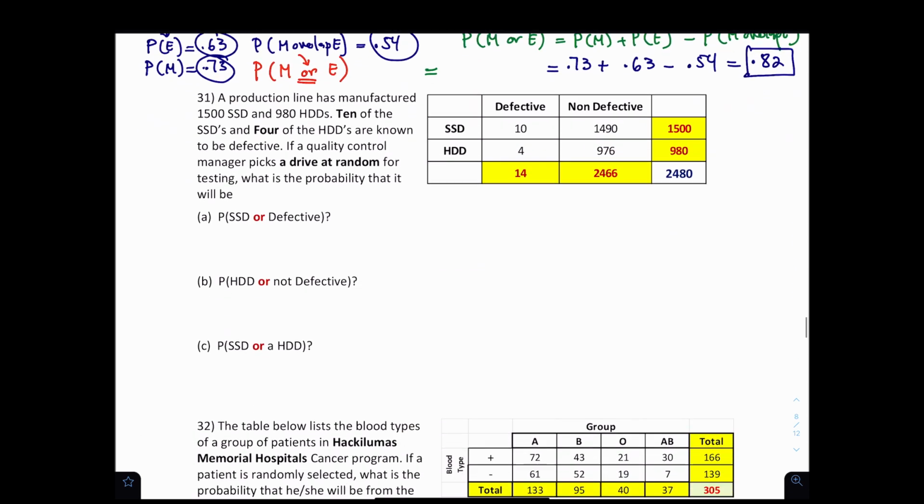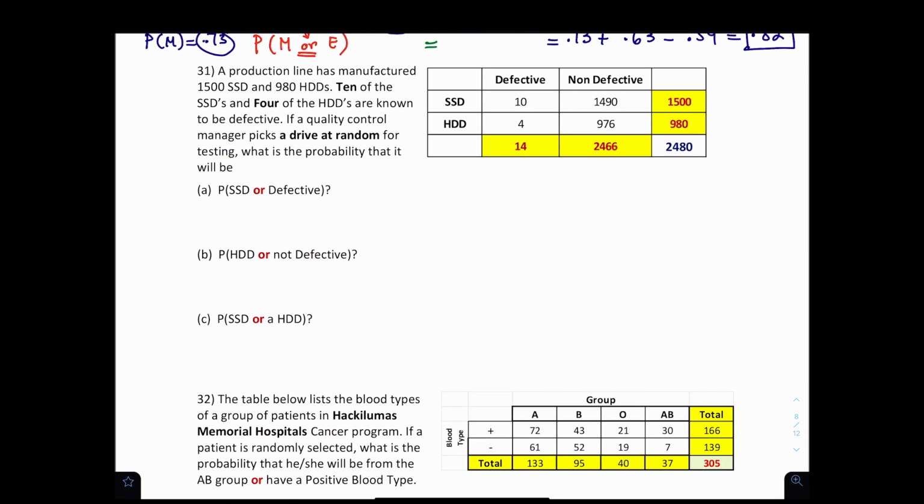All right, let's look at another addition rule problem. A production line has manufactured 1,500 SSDs and 980 HDDs. These are different hard drives, solid state drives and high density drives. 10 of the solid state drives and 4 of the high density drives are known to be defective. If a quality control manager picks a drive at random for testing, what is the probability that so and so?